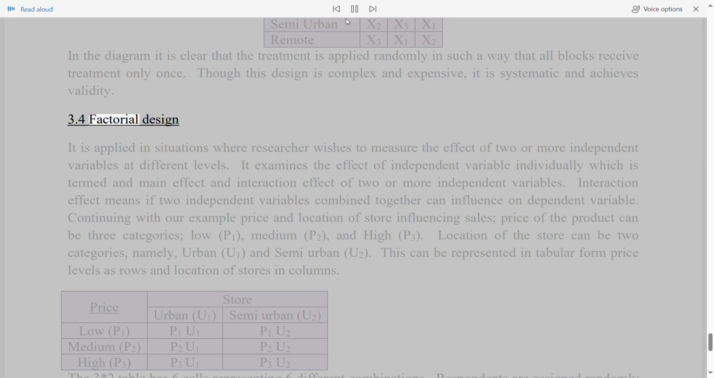3.4 Factorial Design. It is applied in situations where researcher wishes to measure the effect of 2 or more independent variables at different levels. It examines the effect of independent variable individually, which is termed main effect, and interaction effect of 2 or more independent variables. Interaction effect means if 2 independent variables combined together can influence dependent variable.